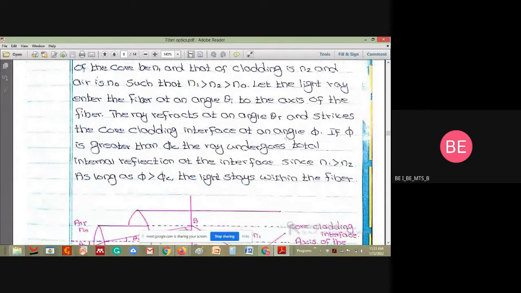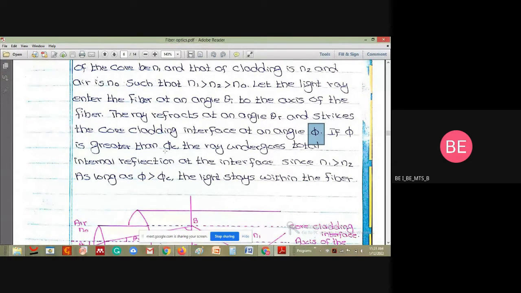So you can see it over here. Let the light ray enter the fiber at an angle of theta I to the axis of the fiber. The ray refracts at an angle of theta R and strikes the core-cladding interface at an angle of phi. So if phi is greater than phi c, the second condition for total internal reflection says the angle of incidence should be greater than the critical angle, right?